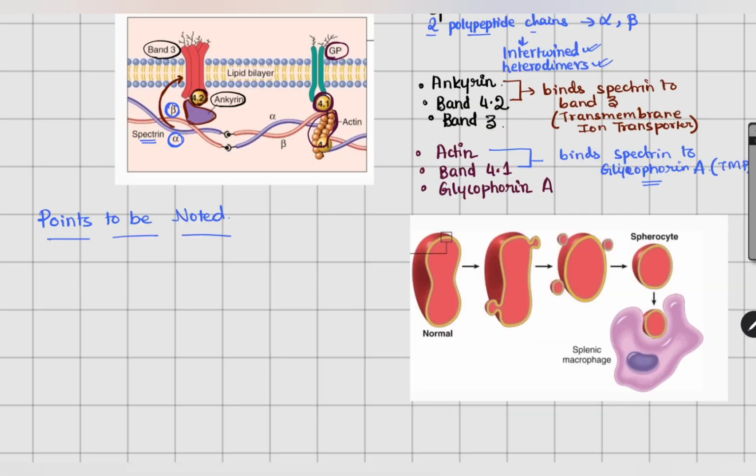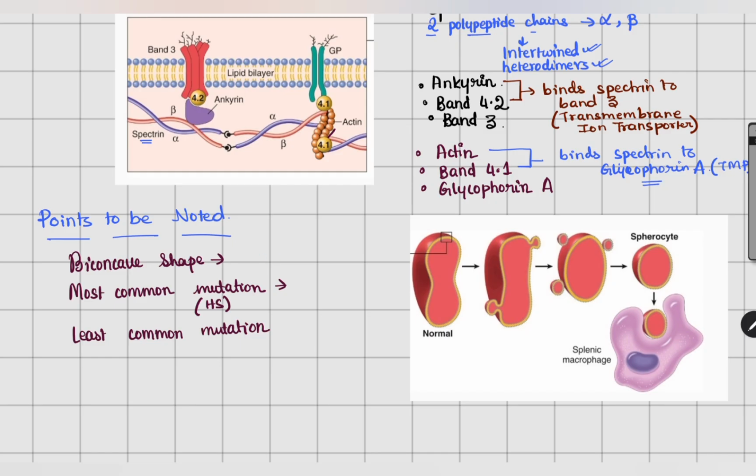Now a few points to be noted. The biconcave shape of RBC is due to spectrin. The most common mutation in hereditary spherocytosis happens in ankyrin, and the least common mutation occurs in glycophorin A.